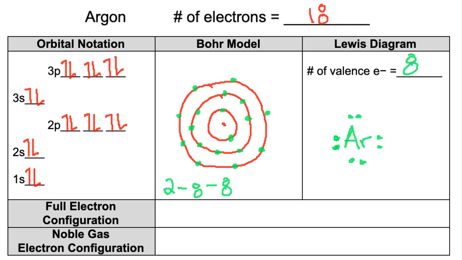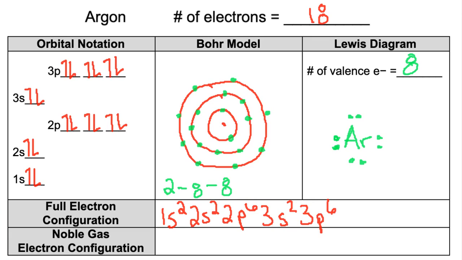Now full electron configuration. Starting from the 1s, any sublevel that's occupied with electrons, we'll read from there. So 1s has 2. 2s has 2. 2p has 6. 3s has 2. And the 3p has 6.